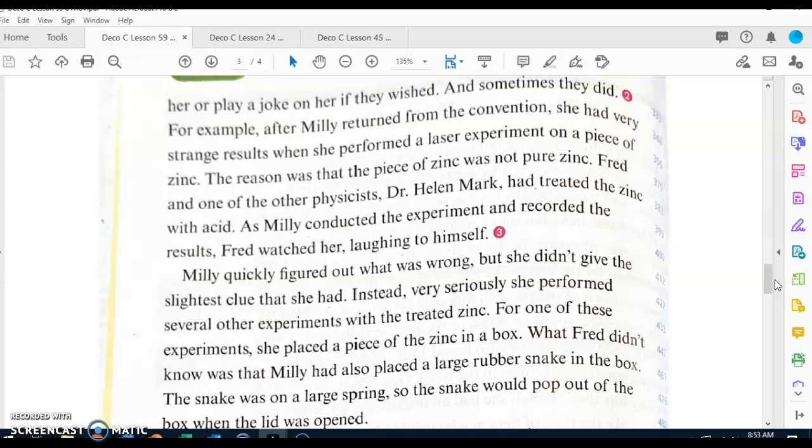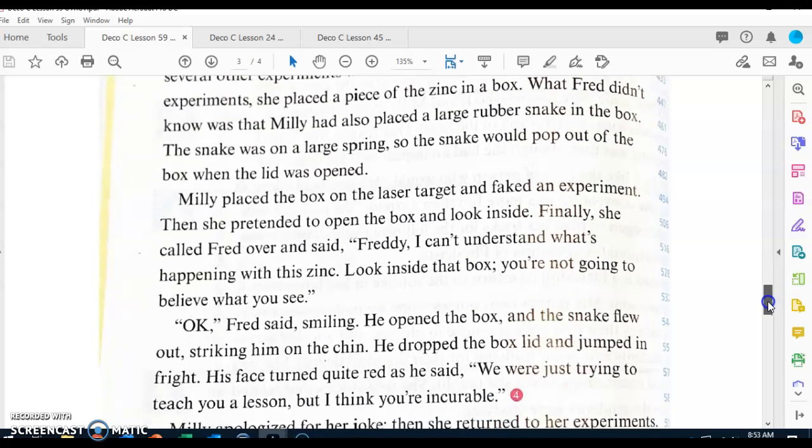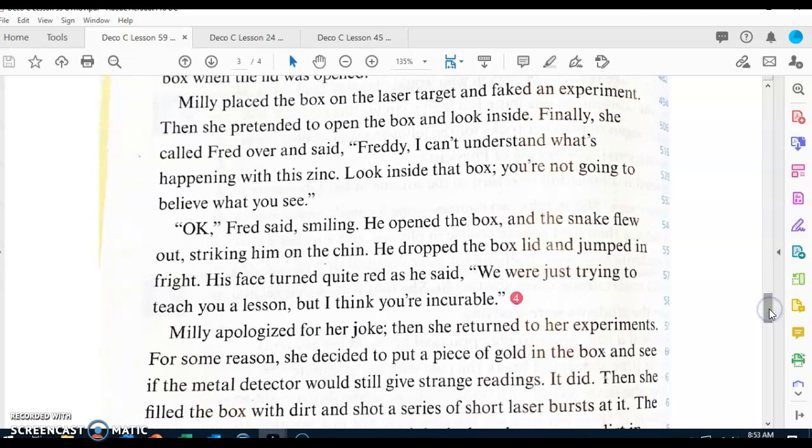For one of these experiments, she placed a piece of zinc in a box. What Fred didn't know was that Millie had also placed a large rubber snake in the box. The snake was on a large spring, so the snake would pop out of the box when the lid was open. Millie placed the box on the laser target and faked an experiment. Then she pretended to open the box and look inside.